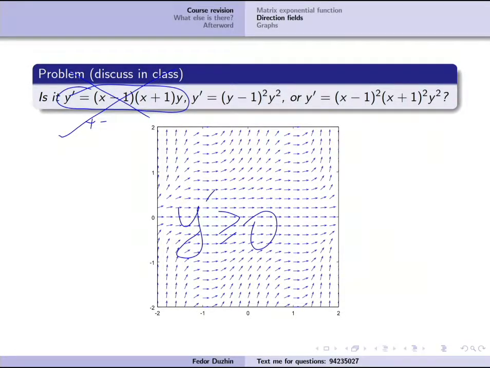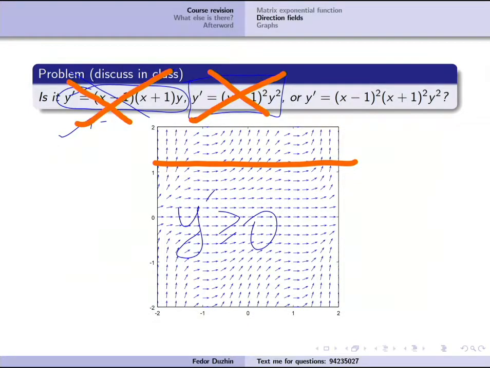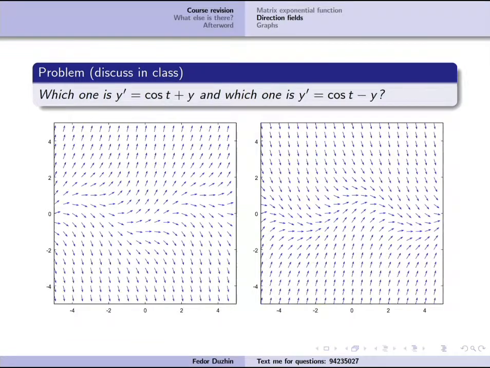And further, this equation is autonomous, while in the direction field, we do not see it. For example, if we look at this line, then arrows along this line are different. They're not all the same. So this is out, this is out, this must be right. So again, maybe you can pause the lecture and figure it out.